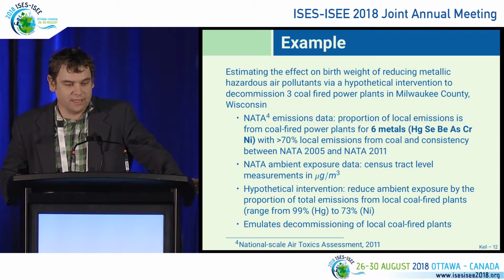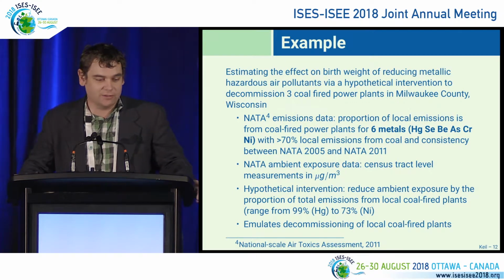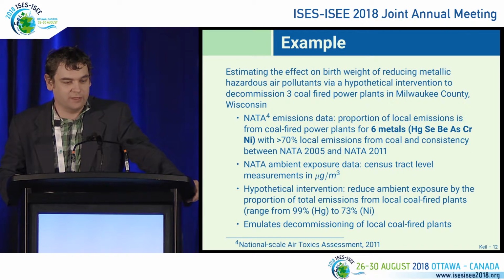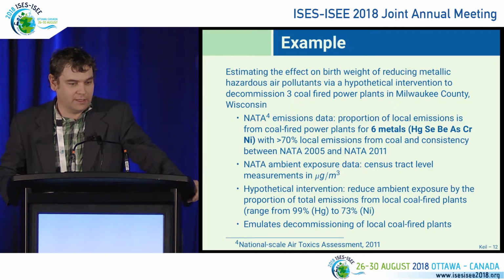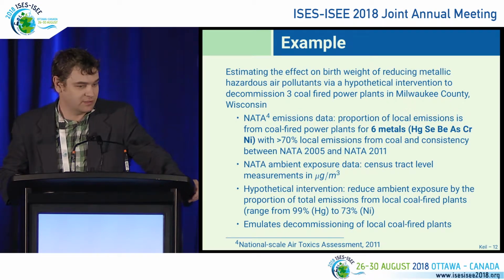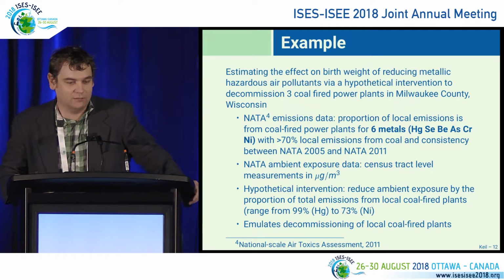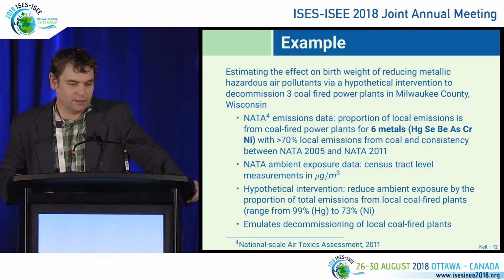So the exposure data from this come from the National Scale Air Toxics Assessment (NATA) from 2011. NATA contains both emissions data and then estimates of ambient exposure data on the census tract level. And we're focusing on 6 metals in particular: mercury, selenium, beryllium, arsenic, chromium, and nickel. And all of these metals had greater than 70% of local emissions from coal.